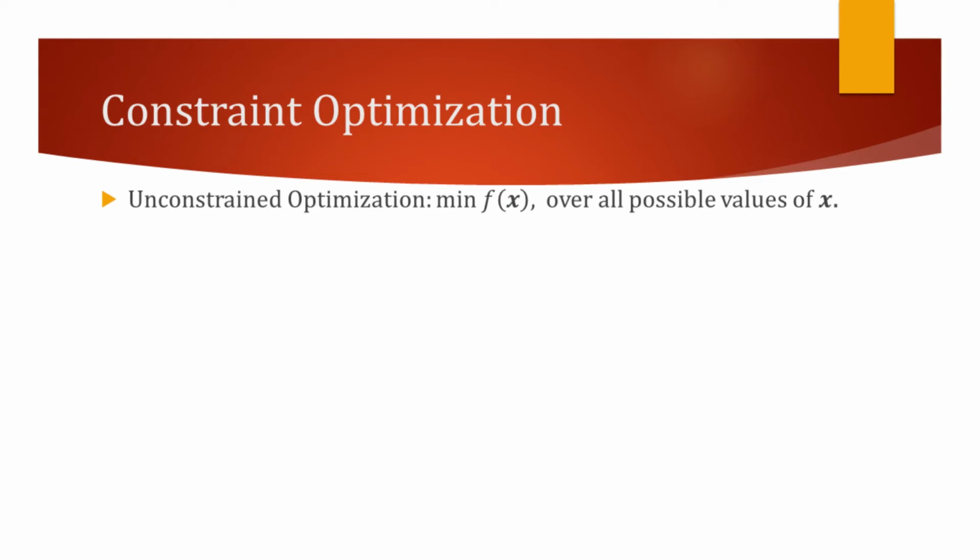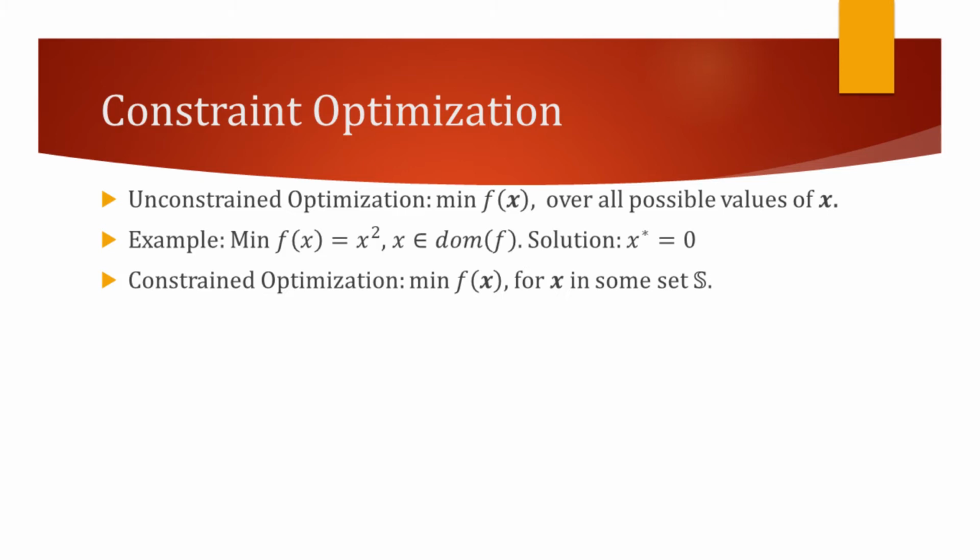In an unconstrained optimization problem, when we have a function f of x, we optimize the function over all possible values of x. For example, in case we were trying to minimize x squared, we could have chosen any number for x, within the domain of the function.